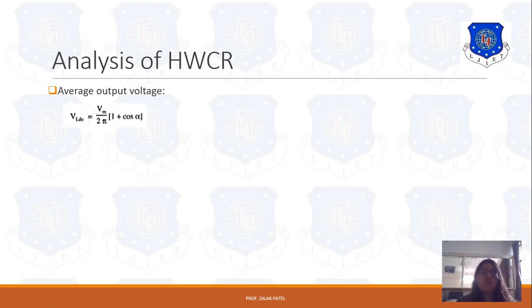Now, if you want to calculate the maximum possible average voltage, then this alpha value should be 0, because the maximum value of cos is 1. It is possible when the angle is equal to 0 degrees. That's why if we put alpha equal to 0, then it is equal to Vm upon 2 pi into 1 plus cos 0, which is equal to Vm upon pi. The 2 and 2 will be cancelled out, so the final maximum voltage will be Vm upon pi. Now this is the maximum output voltage.